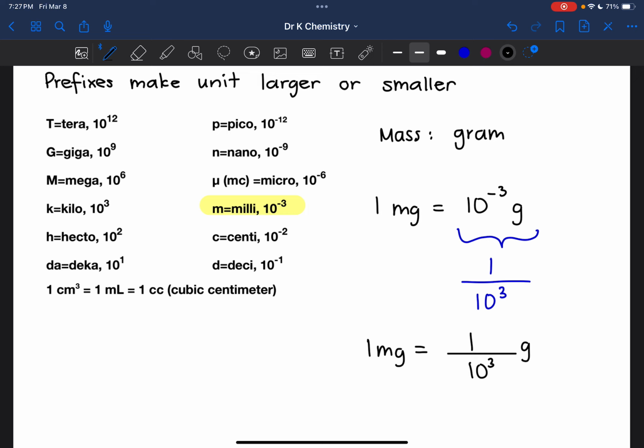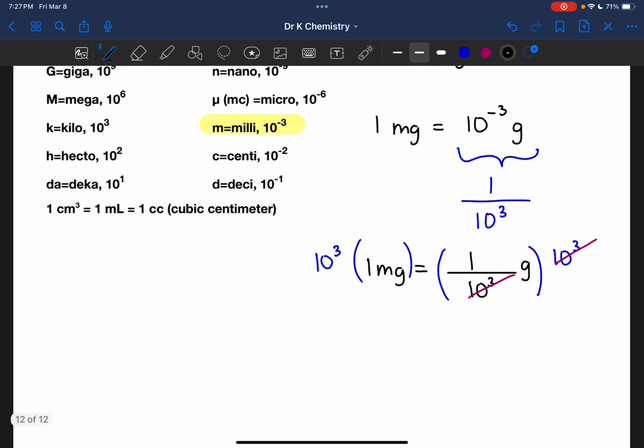Now, if you don't like having the exponent in the denominator and you want to get rid of the fraction, what we could do is multiply both sides of the equation by 10 to the 3. And of course, anything you do to one side, you have to do to the other side. Now, on this side of the equation, we do have 10 to the 3 in the numerator and the denominator, so those will cancel out. That leaves us with 10 to the 3 milligrams are equal to 1 gram. So whenever you have a negative exponent like that, you can flip that around and make the exponent positive.